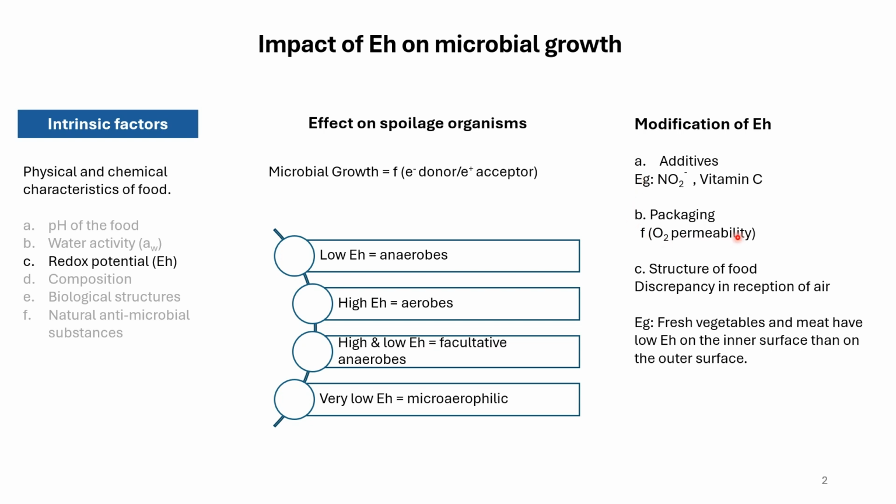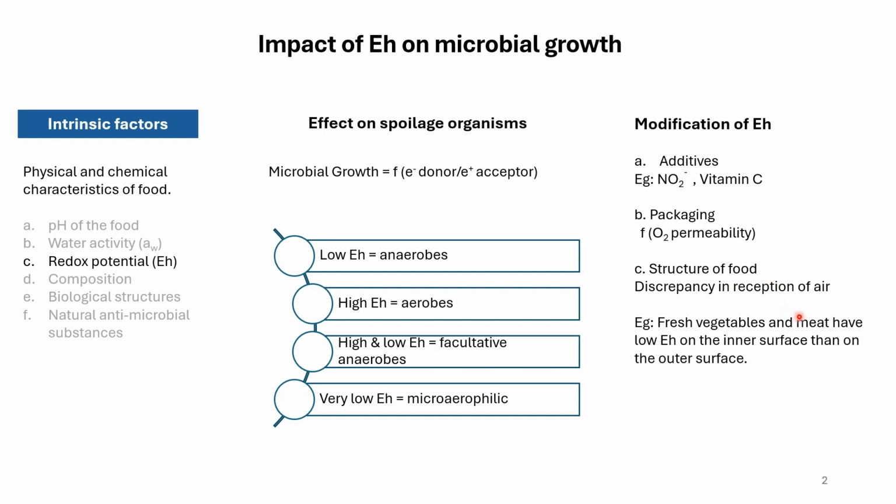Another is packaging. Packaging helps facilitate removal of oxygen or air from the food product. It can be done either by subjecting it to modified atmospheric packaging or controlled atmospheric packaging. Finally, you have the structure of food.